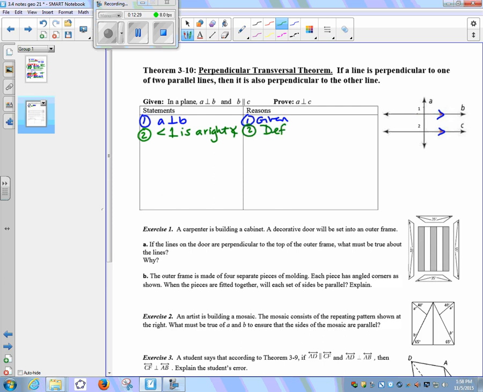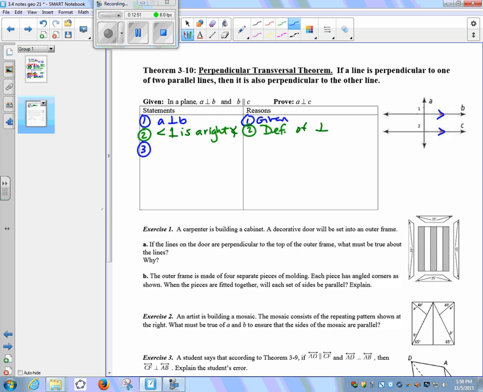Think now. What's the reason? If A is perpendicular to B, angle 1 is a right angle by definition of perpendicular. All right, that's the first given. Not much else I can say about that. I could say it's 90 degrees, but I don't think I'm going to need to. I'm going to just leave it at being a right angle.